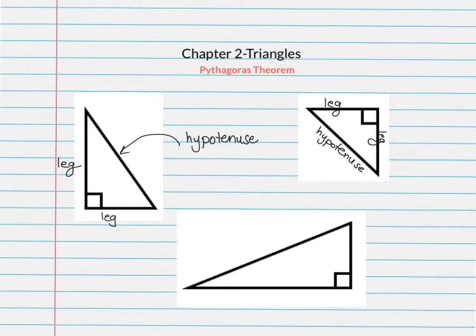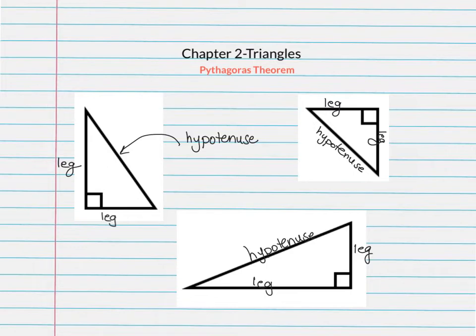Another example, a right triangle. Why is it a right triangle? Because as you can see here, we have a right angle. Let's label the sides. The side that is facing the 90 degrees is the hypotenuse. And the other two sides are the legs. This is a leg and this is a leg. Why are we labeling it and why are we identifying the hypotenuse? Because this will make it easier for us to apply the Pythagoras theorem.